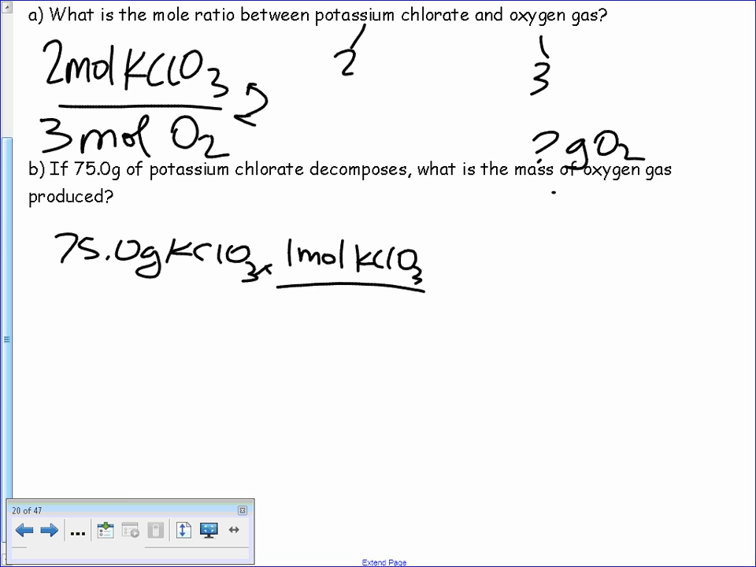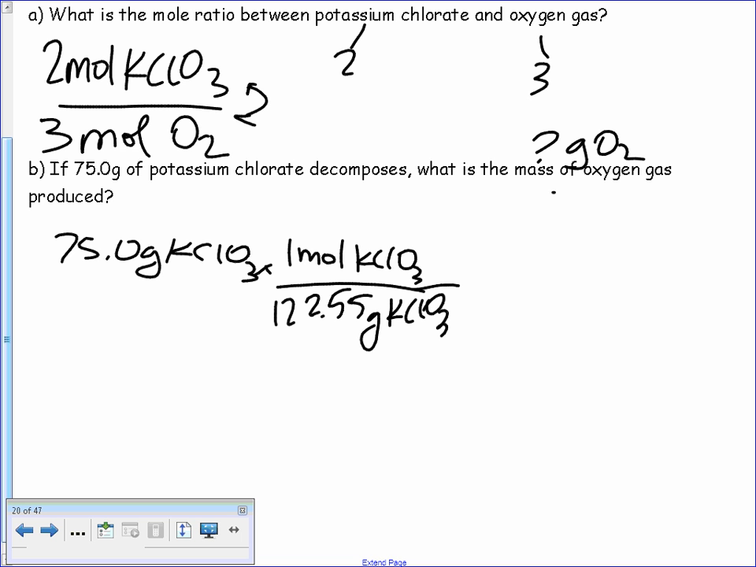What's potassium weigh? 39.1, okay, plus chlorine. And 3 oxygens? 16. So 16 times 3 is 48, right. So what's that mass? 122.55 grams of KClO3. Okay, so this is going to be a process you will do all the time.